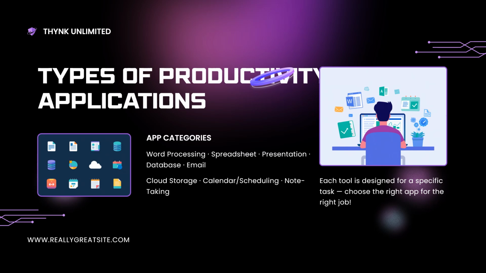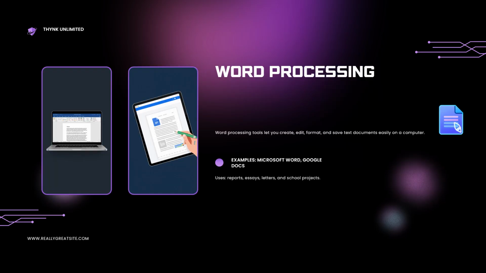There are many different types of productivity tools. Some of the most common are word processing, spreadsheets, presentation software, database, email, cloud storage, calendar or scheduling tools, and note-taking applications. Each application has a particular purpose, and this means that we need to choose the right tool for the right task. Okay? Now let's move on.